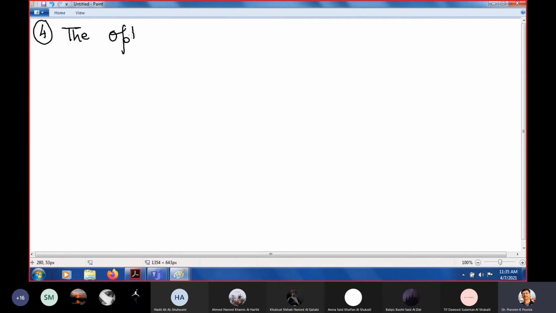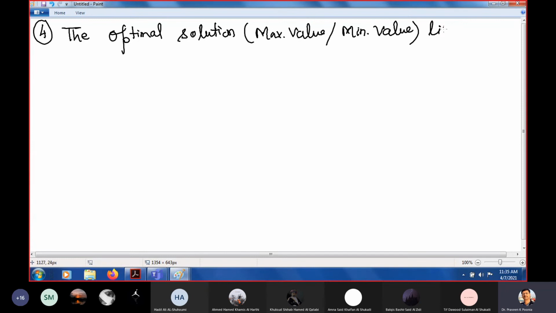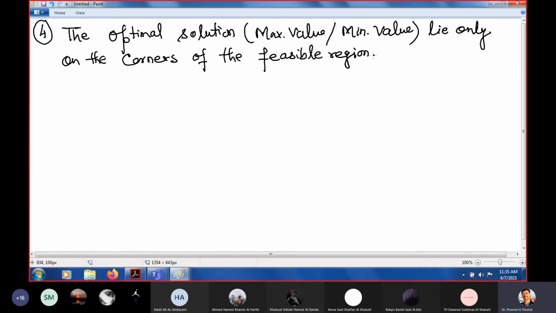The optimal solution. Optimal solution means maximum value or minimum value. It lies only on the corners of the feasible region. And please prepare these 4 properties, because definitely 1 or 2 will come in true false. Clear? So please prepare these 4 properties. So what is property number 4? The optimal solution lies only on the corners of the feasible region.